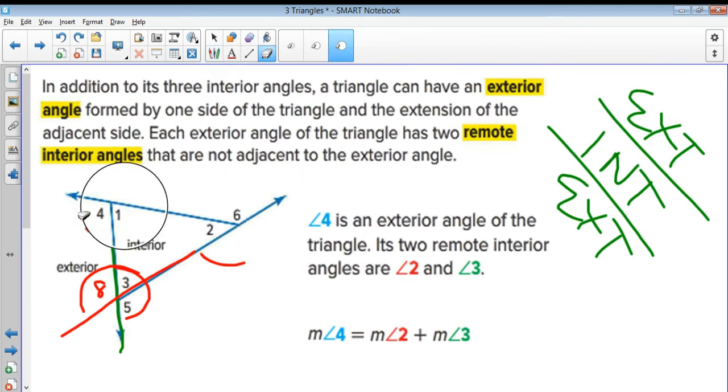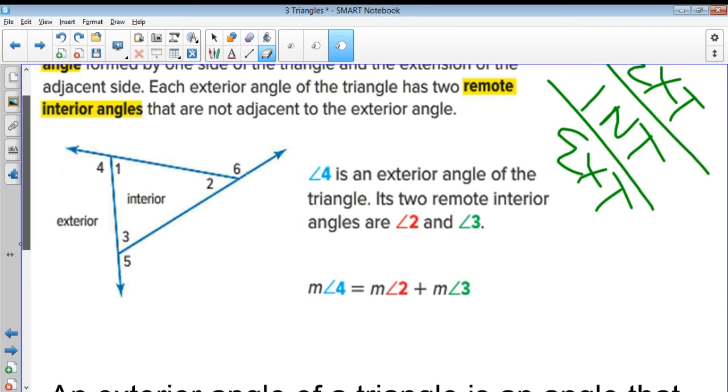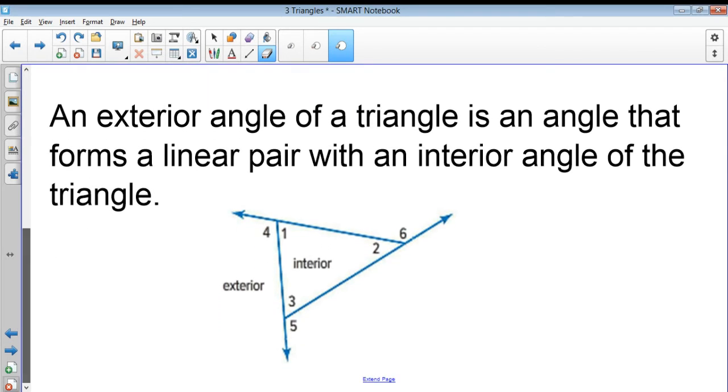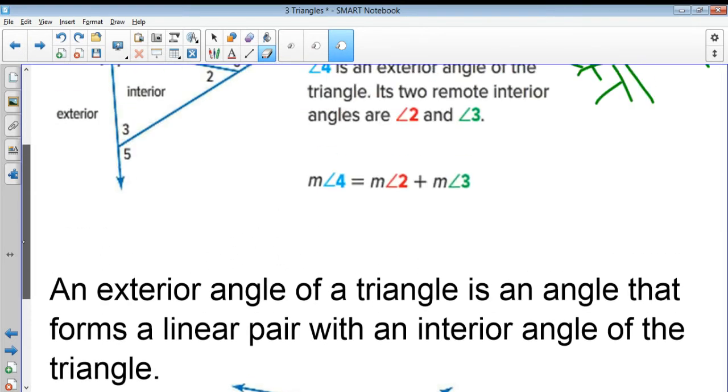Again, maybe we should write that down. It's a very important definition. An exterior angle of a triangle is an angle that forms a linear pair with an interior angle of the triangle. Very important to write down. You can pause and write that down right now if you'd like.